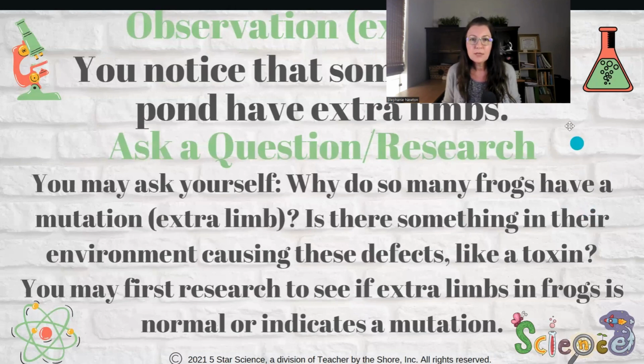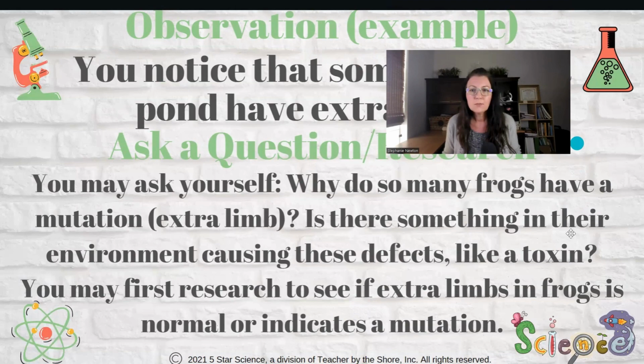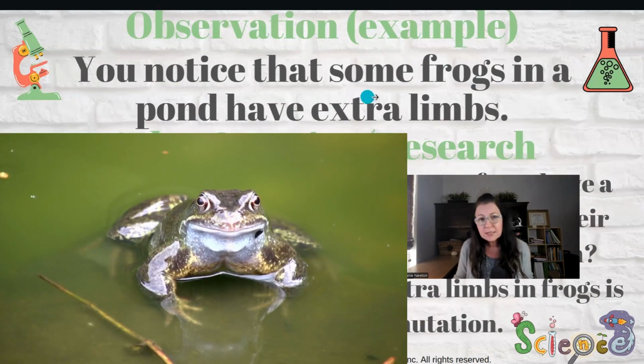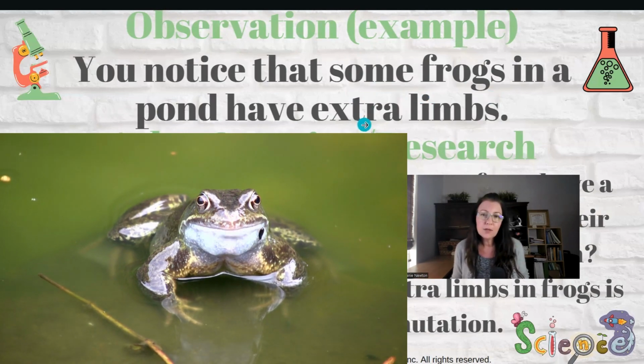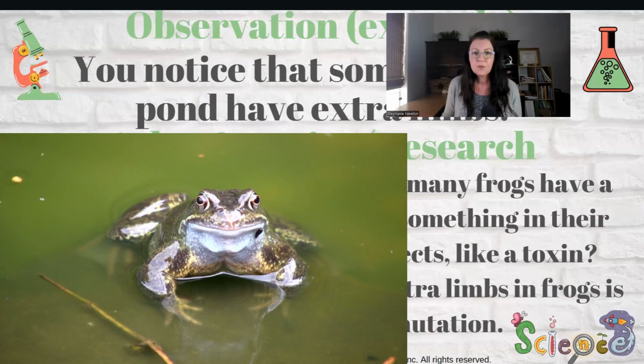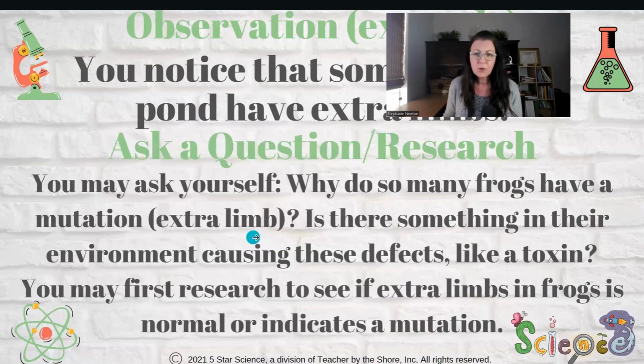Okay, here's another example of, I guess we would call this observational research, okay? And this is a real life example. There were some scientists that noticed that some frogs in a pond have extra limbs, meaning extra arms, extra legs. And they asked a question: why do so many frogs have a mutation or an extra limb? Is there something in their environment causing these defects, like a toxin? You may first research to see if the extra limbs in frogs is normal or indicates a mutation.